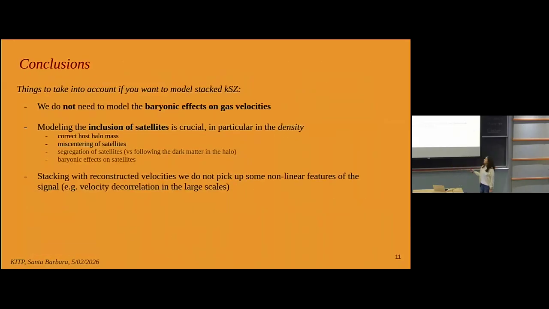So that was it. Basically, the idea of this, as I was saying, is some kind of steps that we need to take into account when we want to create models for the kSZ. The take-home messages are: we don't need to model the baryonic effects on the velocities. Modeling the satellites properly is crucial, so the host halo mass and the miscentering in particular. Then we will have to see what we need to take into account in the miscentering. And stacking with reconstructed velocities makes our life a bit easier. Yeah, and that's it.